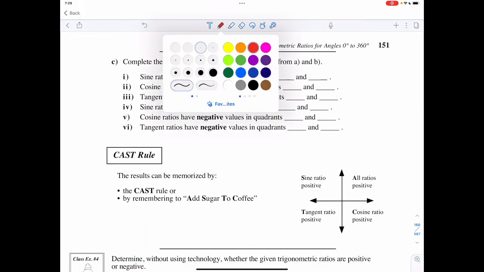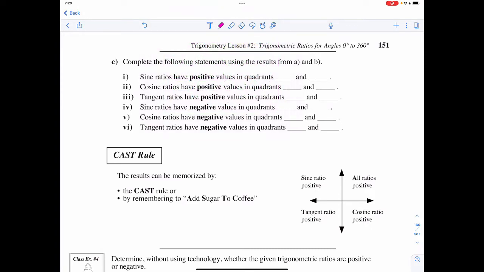The sine value was positive in quadrants 1 and 2. Cos was positive in quadrants 1 and 4. And tan was positive in 1 and 3.